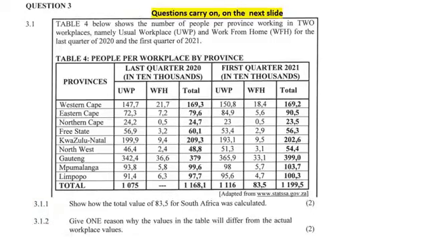Let's try to understand what this table is all about. It says table 4 shows the number of people per province working in 2 workplaces. Okay, so obviously from COVID, I guess. During COVID, a lot of people had to work from home, okay? So it says here, work from home. So that's how many people, in tens of thousands. Okay, so that's 21.7, probably like 217,000 people.